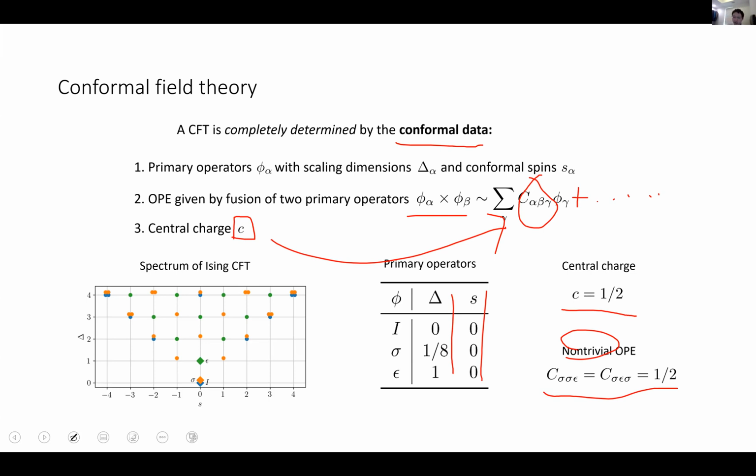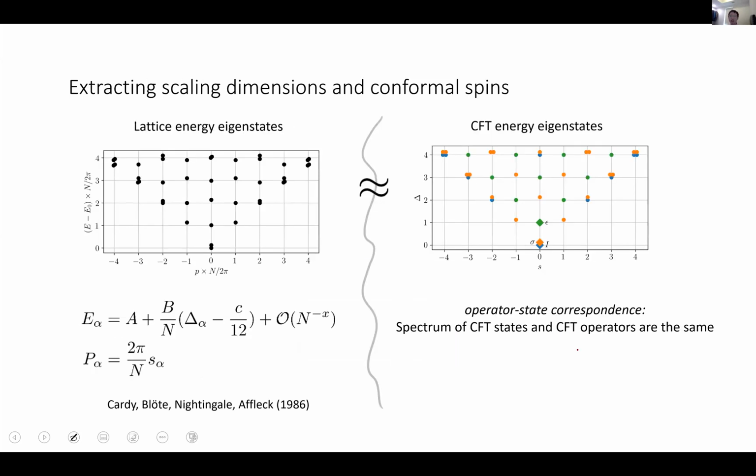So non-trivial means sigma sigma can fuse to epsilon, and sigma epsilon fuse to sigma, and this gives you the coefficient 1/2. And this is the set of conformal data that we want to determine. Okay, let's see first how to extract scaling dimensions and conformal spins.